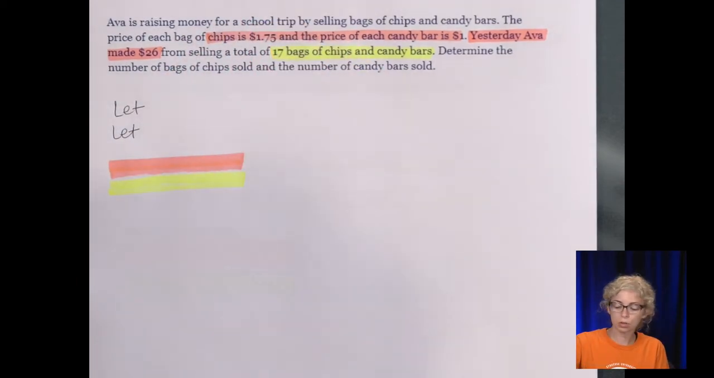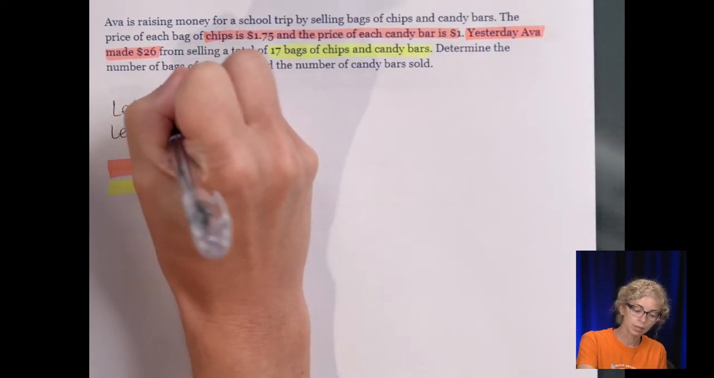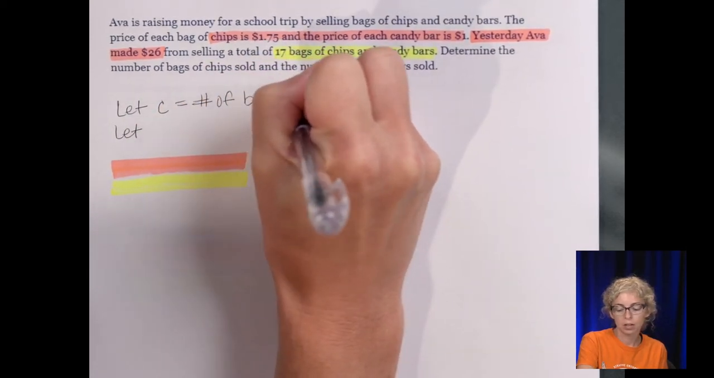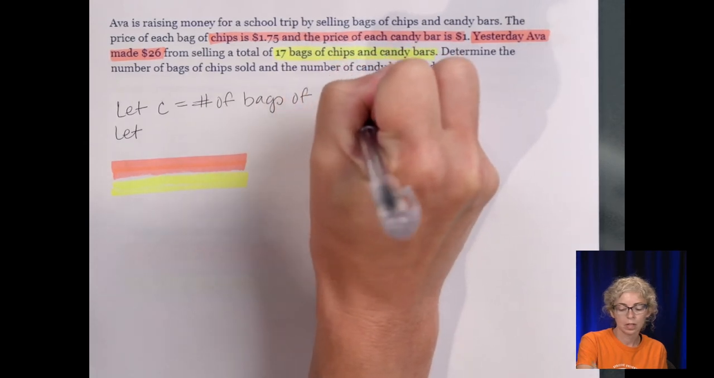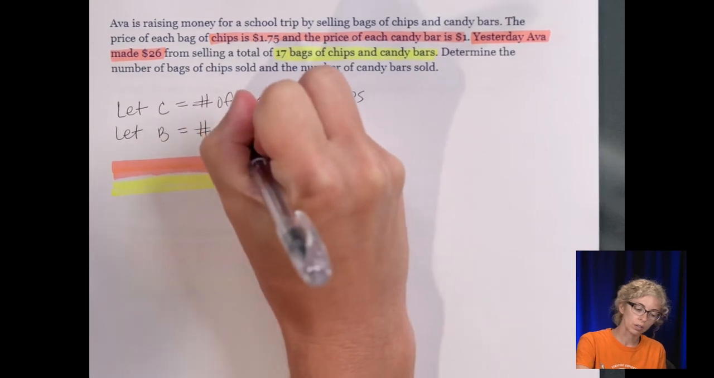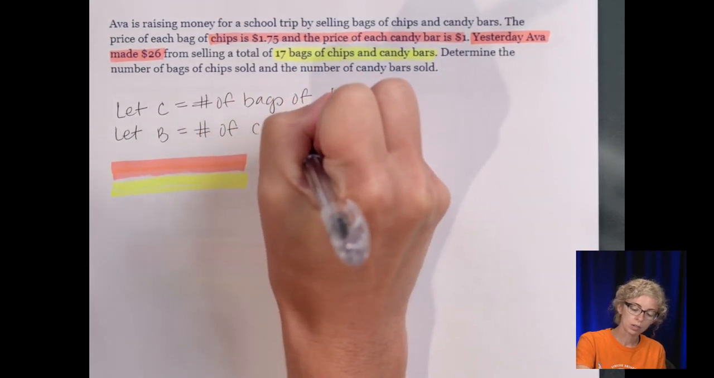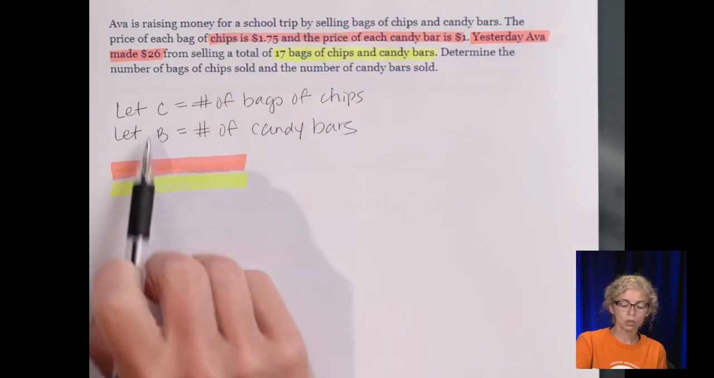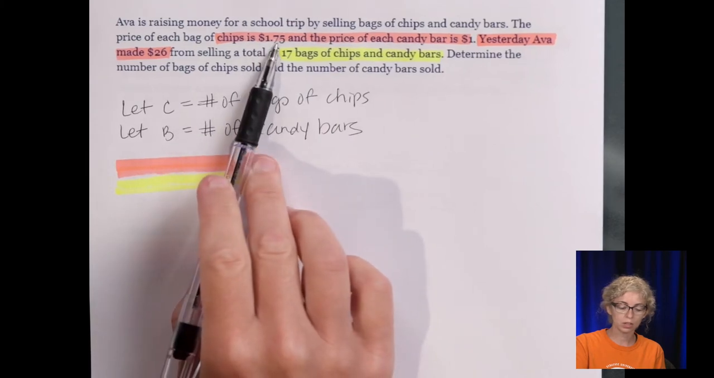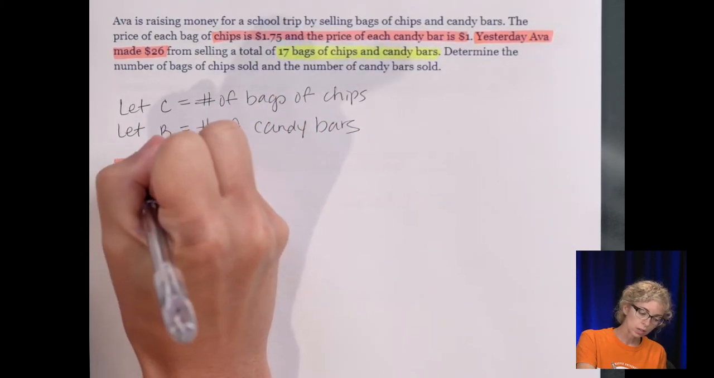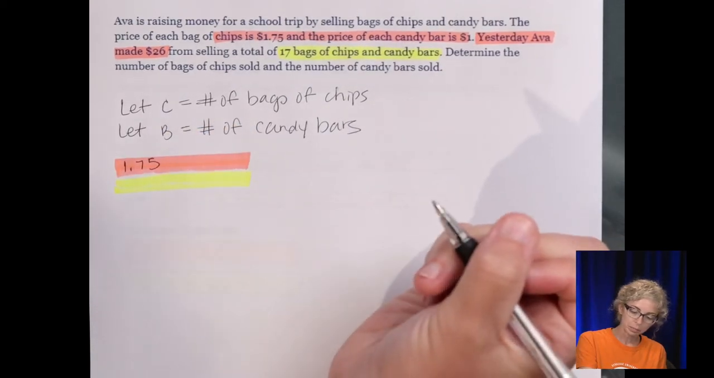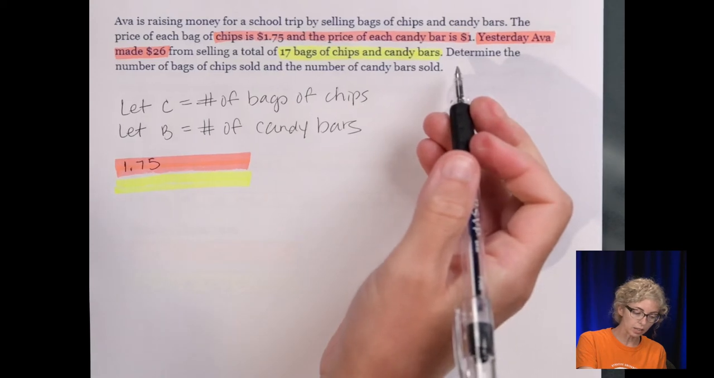So I'm going to let, even though I hate using it, she's selling chips and candy bars. That's going to go with the amount of money she made. So I am going to use C for the number of bags of chips, and I'll use a capital B for the number of candy bars. So she made $26. How did she get that? Well, she sold chips and candy bars. Chips are $1.75 per bag of chips, and each candy bar is $1.